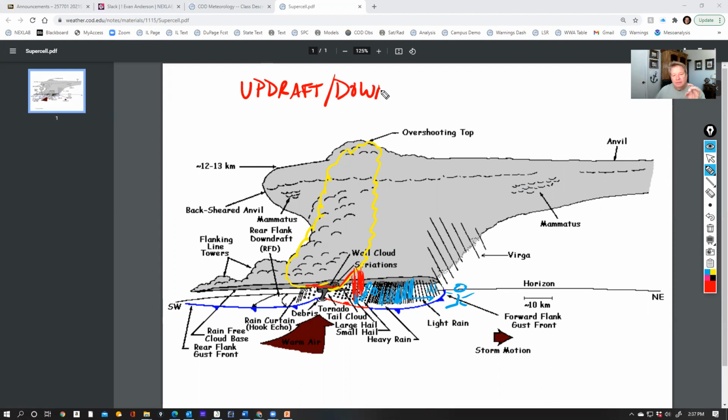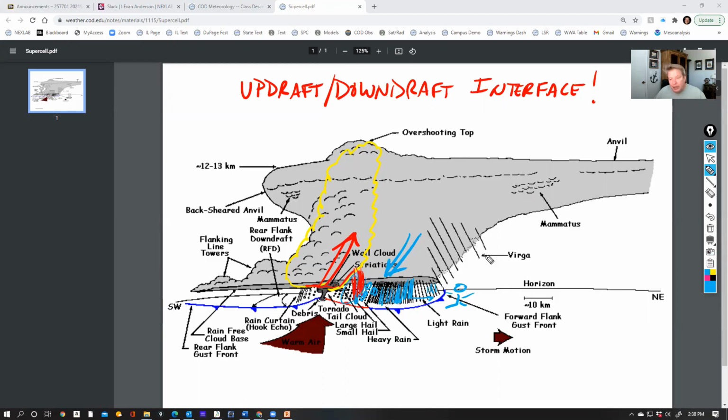downdraft. I'm writing this down, it must be important. Interface. Okay, the updraft, downdraft interface. So updraft here, downdraft over here.